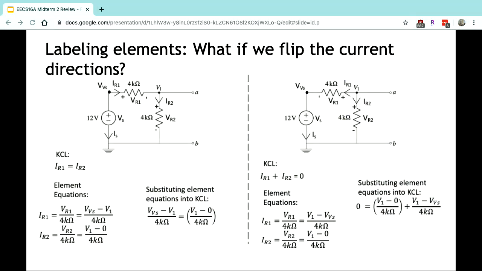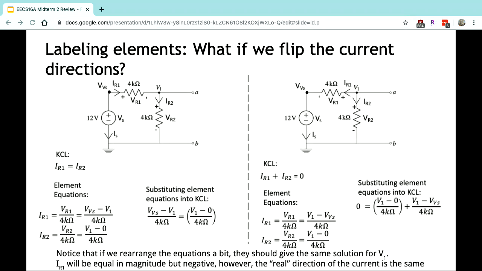However, when we substitute all of our equations in, things will still work out in the end if both people did it correctly. By rearranging our equations, we'll see that you end up calculating the same voltage at that node. You'll also notice that the current for one person will be negative to that of the other person. But that's okay because that means the real direction of the current is going in the same direction for both.